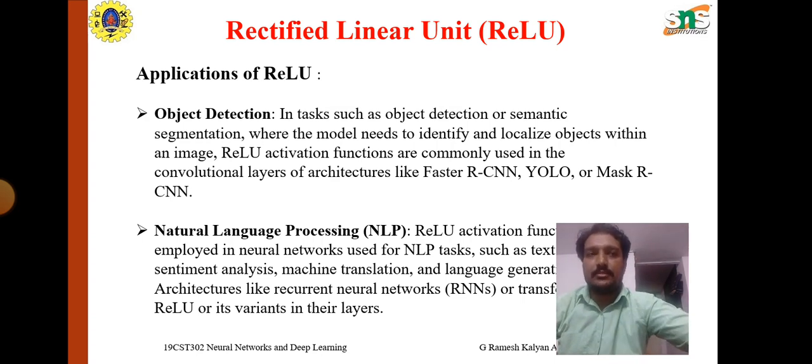The next one is natural language processing. In this, the rectified linear unit activation function is employed in neural networks used for NLP tasks such as text and sentiment analysis, machine translation, and other language generation processes. Architectures like recurrent neural networks (RNNs) are used in it.